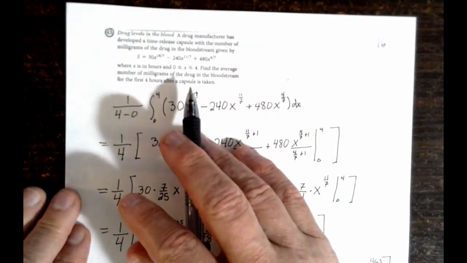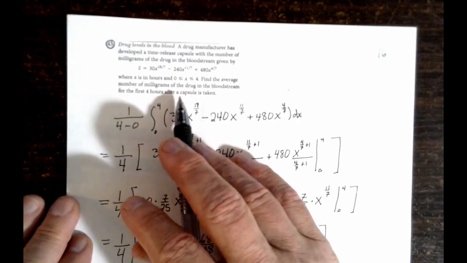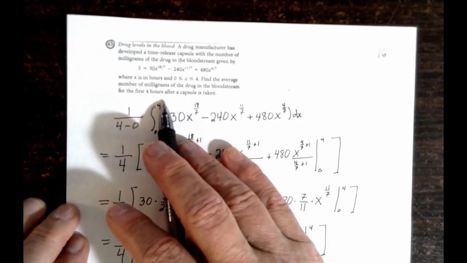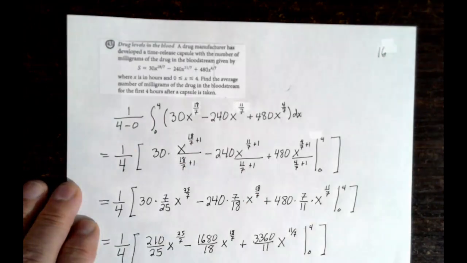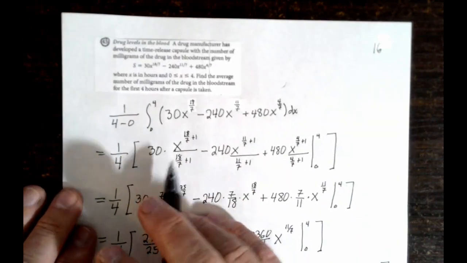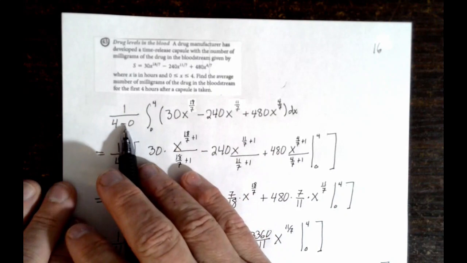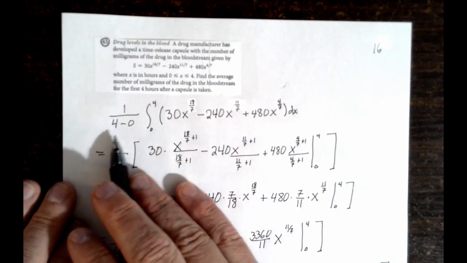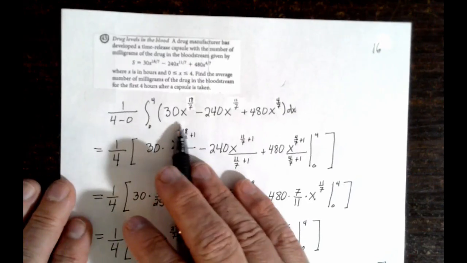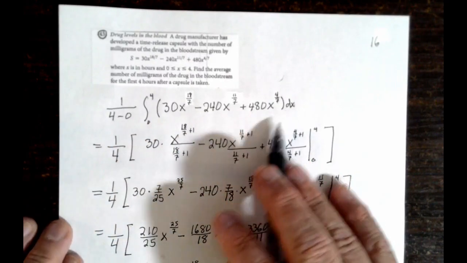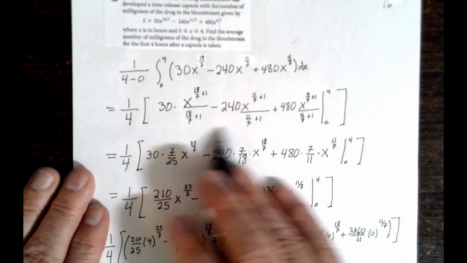43, they talk about a time release capsule with the number of milligrams in the bloodstream given by a formula where x is the number of hours since the drug is put into the bloodstream. And so you're finding the average. So 1 over, if we're going from 0 to 4, it's 4 minus 0 in the denominator here, and 0 to 4. And you got this complicated function here, but it's pretty straightforward.